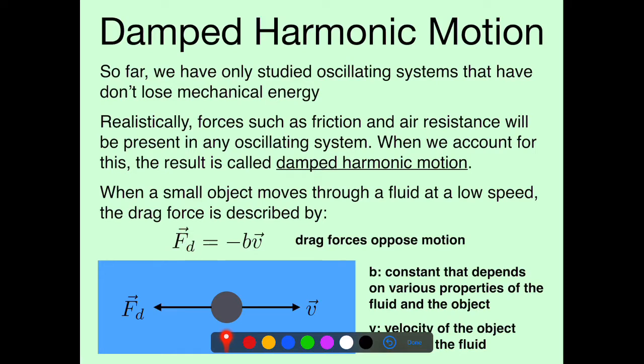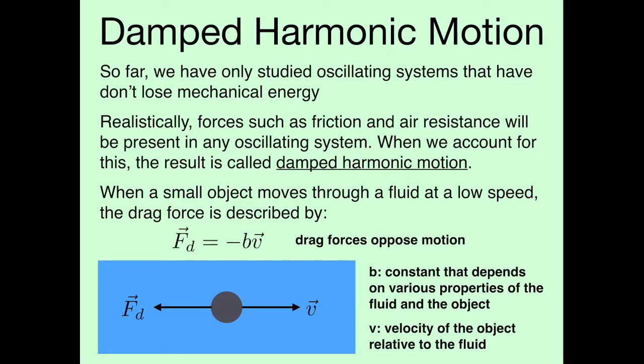Fd, the drag force, is minus b times v. The negative sign here indicates that the drag force opposes the motion because it's in the opposite direction as the velocity. So if this is our object moving through this fluid here, if the velocity is to the right, then the drag force will be opposing that motion and it will be going to the left. So in that sense, it's a lot like friction. It's a force that opposes the motion.